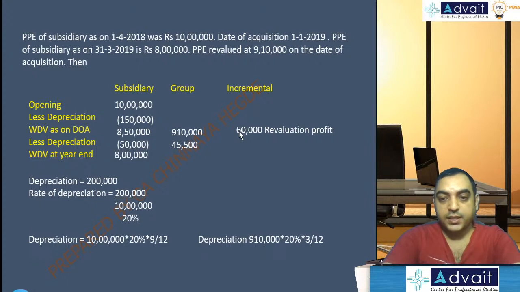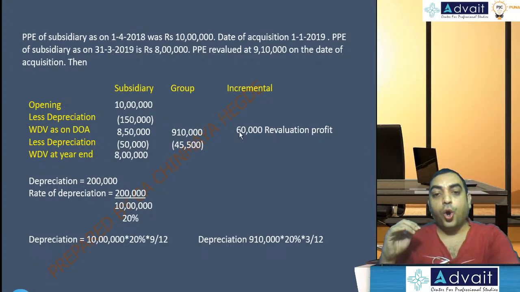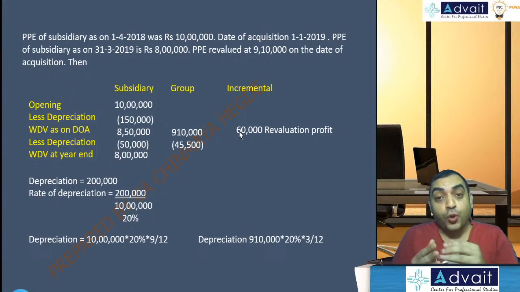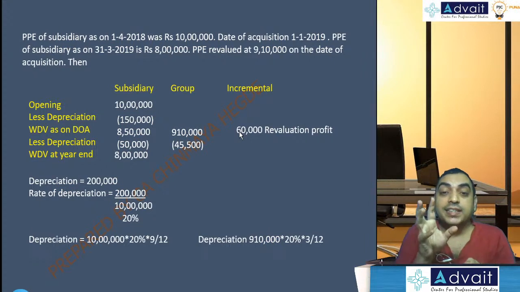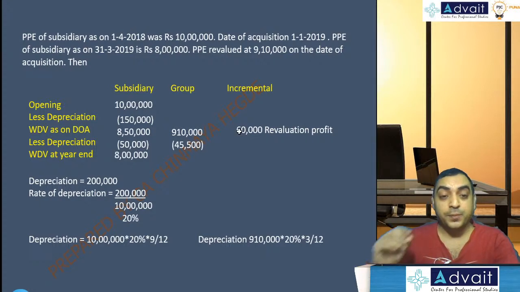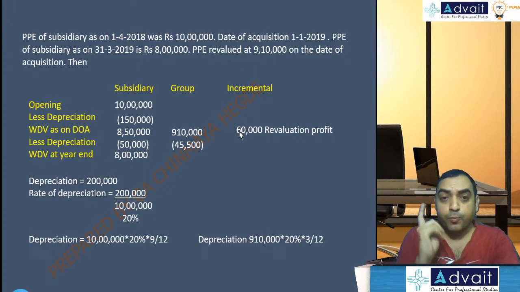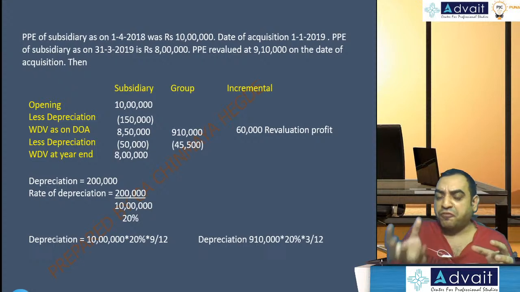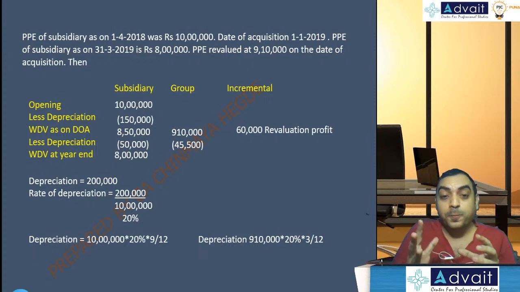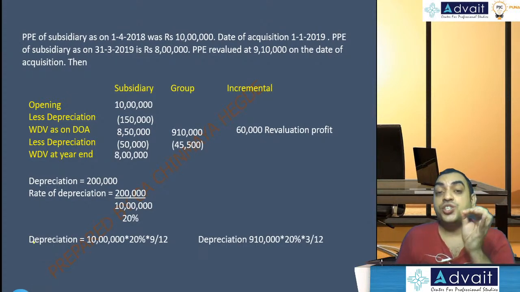So this is what is important. Depreciation already charged to the P&L account of the subsidiary was 50,000, but based on the revalued amount you are supposed to charge only 45,500. So you have charged more, you're supposed to charge less. The difference, 4,500, is to be reduced, meaning the depreciation is to be written back. We always discussed that whenever there is a revaluation profit, depreciation will be an expense, and whenever there is a revaluation loss, depreciation will be written back. But in this case it is not. I'll tell you why this special situation arises.